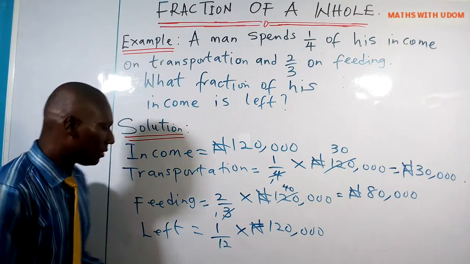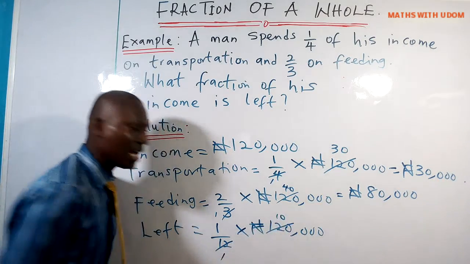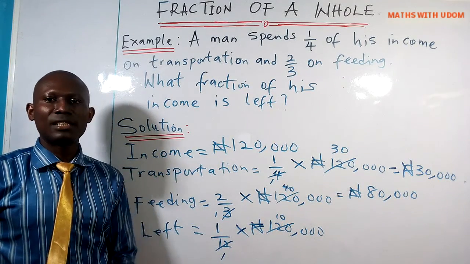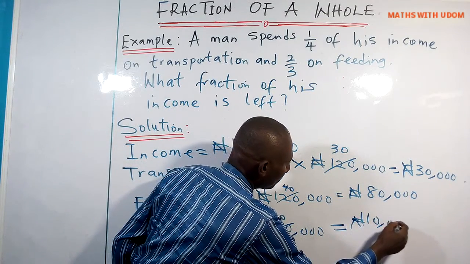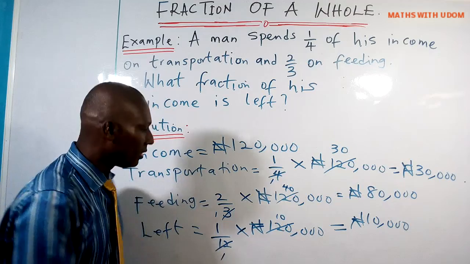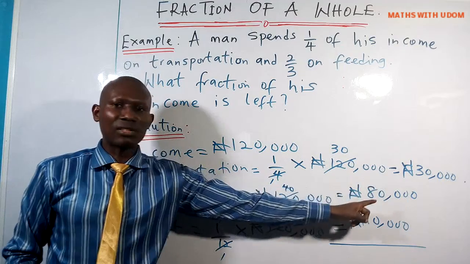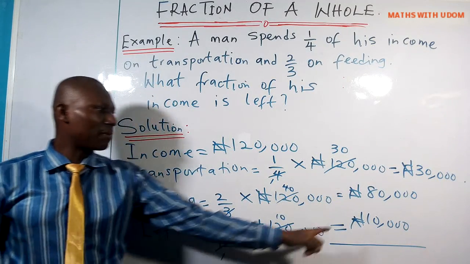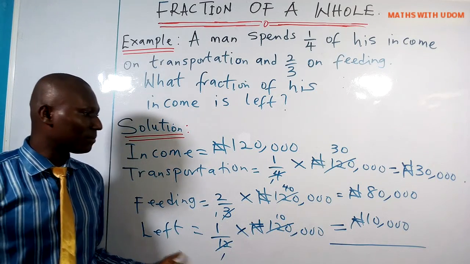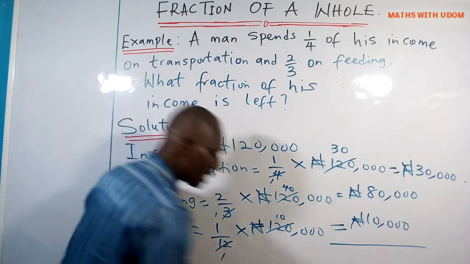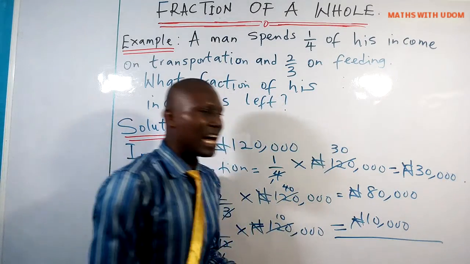Now, 12 here. 12 in 120 will give us 10. So 1 times 10,000 naira will give us 10,000 naira. So here we can say, on transportation, 30,000 naira was spent. On feeding, the man spent 80,000 naira of the income. And then the amount left in the hand of the man is 10,000 naira.